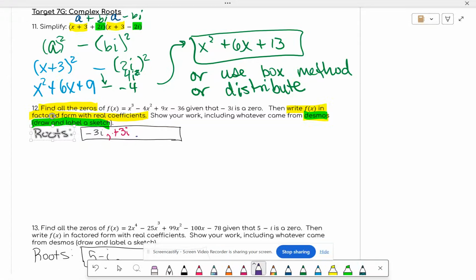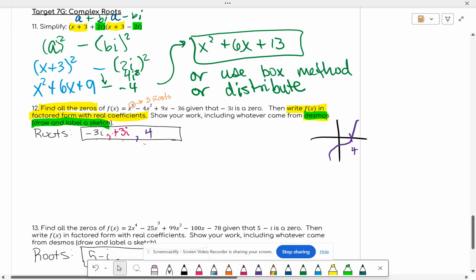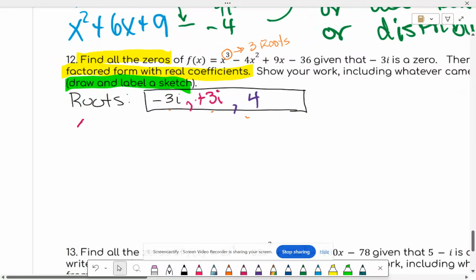And so I will also draw the little graph to show that I have a real root. The graph is doing one of these, and I have a real root at positive 4. The degree is 3, so I should have 3 roots total. And I have 1, 2, 3, so that works. All right, so now I need to write my factors. So I have x equals negative 3i and x equals 3i, and then x equals 4.